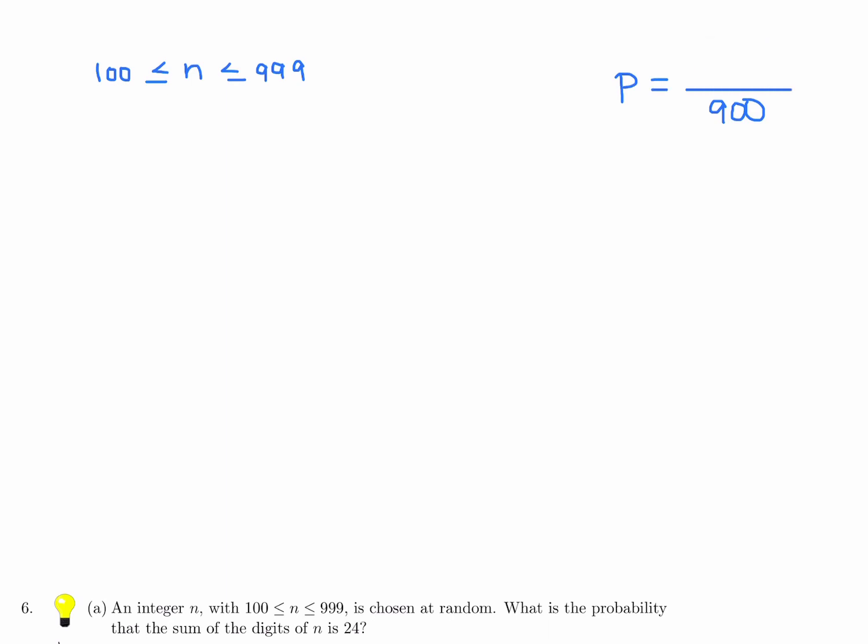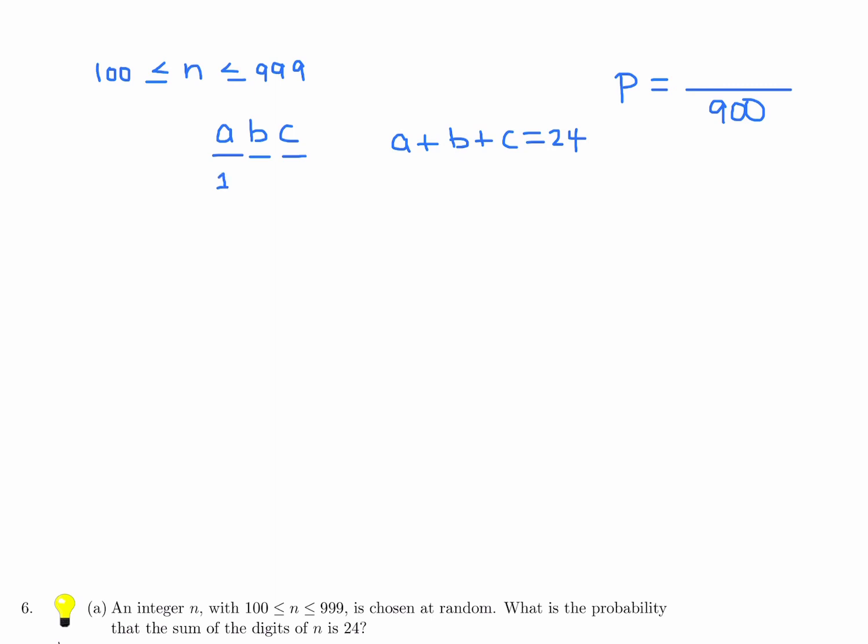Now the 900 is the denominator, but the numerator, of course, is our specific condition, which is that when you have this 3-digit number, A, B, C being those 3 digits, that the sum of the digits is 24. All right, let's work with this. Let's just talk about A. What can A be, first of all?